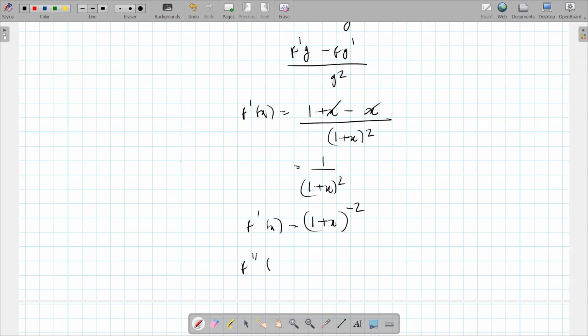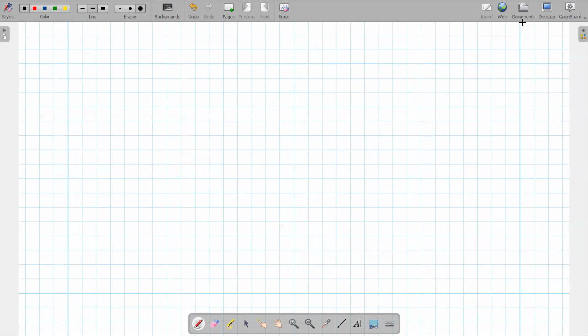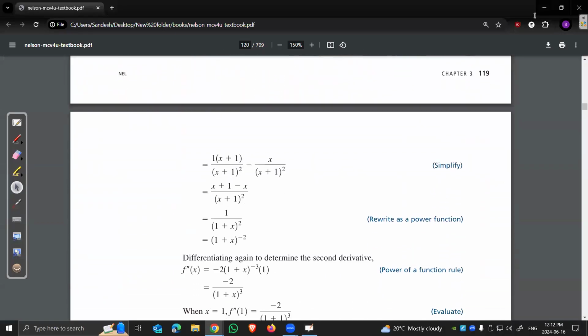Now we can take this a level deeper. What will be f double prime of x? You bring the negative 2 in the front. So it'll be -2 times (1 plus x), new power is -3. What do we multiply this by? 1. Boom. That's the final answer. If you want to clean this up, it'll look like this: -2 over (1 plus x) cubed. Final answer for the double derivative. So it's not too hard. You just need to do it again. That's the entire thing.